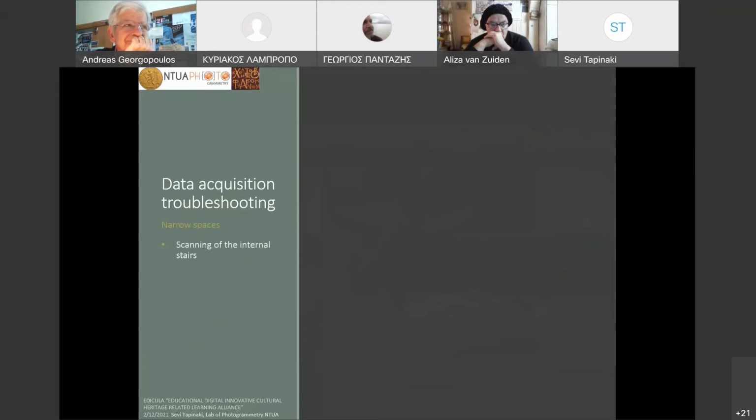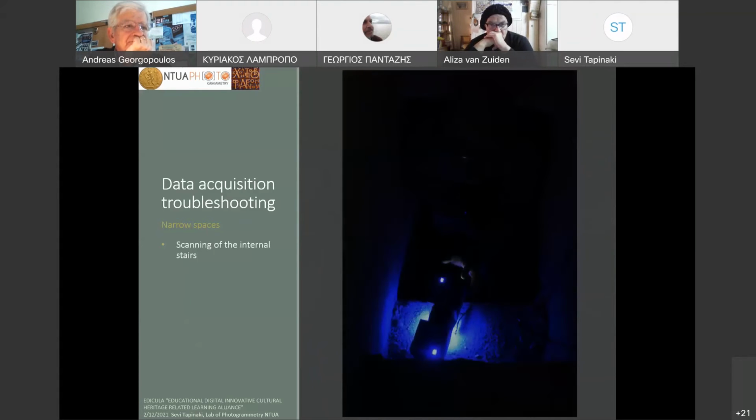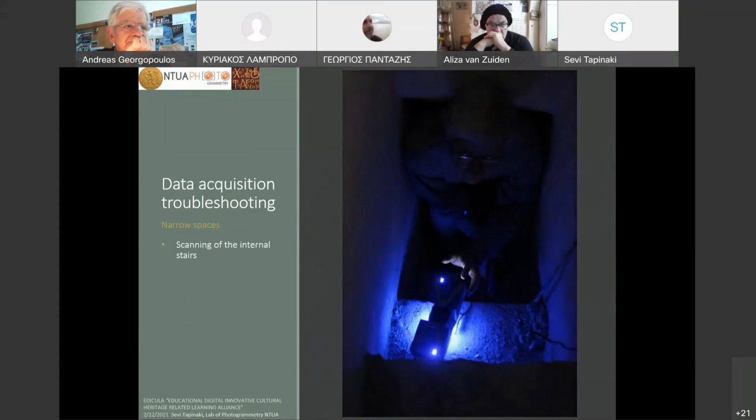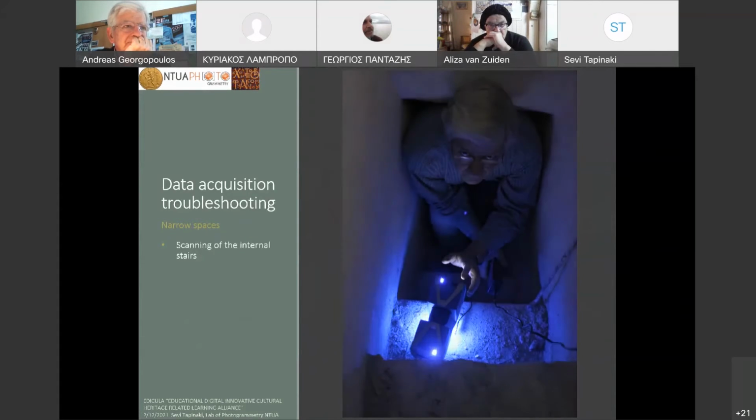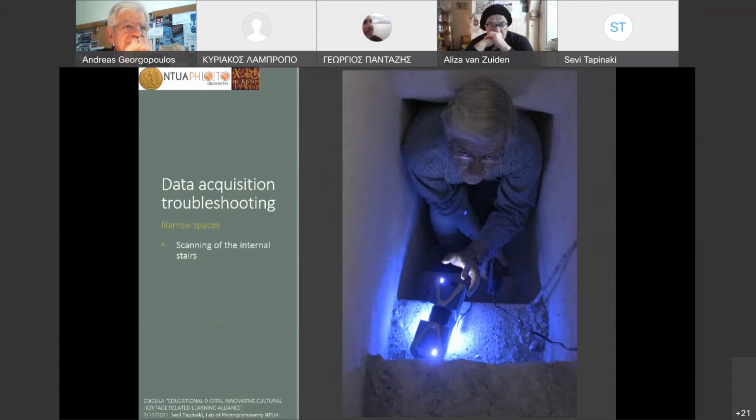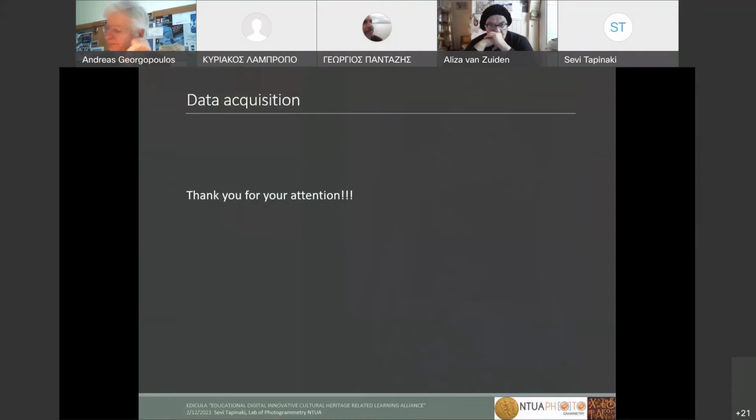And finally, narrow spaces made it very difficult for us, like the internal stairs, where here Andreas was starting the scan and then quickly had to disappear from the side of the scanner. And I think I finished earlier than I had planned for the presentation. Here is where I end the data acquisition.